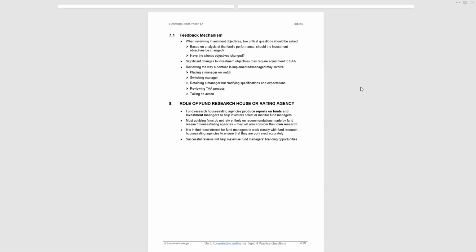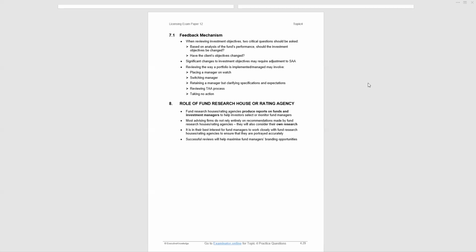Finally, Section 8, and I have seen questions on this, the role of the fund research house or the rating agency. So fund research houses and the rating agencies, they produce reports on funds and investment managers to help investors select or monitor fund managers. Now, most advising firms do not rely entirely on recommendations made through this research. They'll also consider their own research.